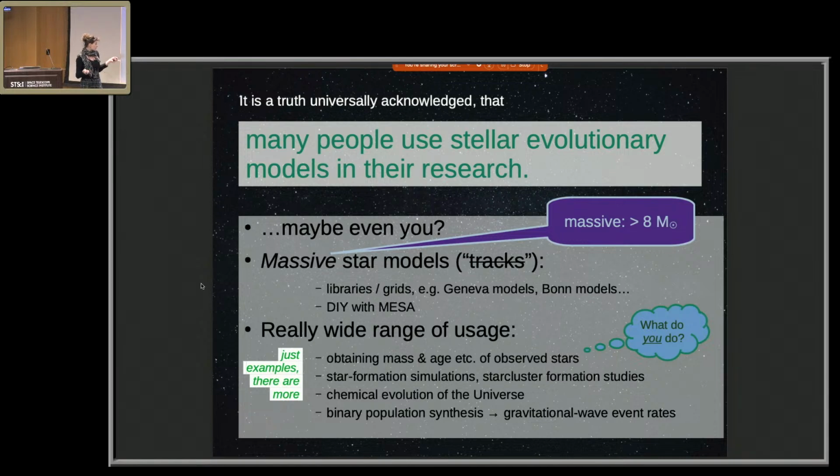You can use them in star formation simulations or star cluster formation studies, and many other things. You can use them in the chemical evolution of the universe, for example, because of the stellar wind feedback or the supernova feedback. And of course, one of my favorite usages is binary population synthesis, because we want to predict the number or statistics of gravitational wave events. So all these and many, many more, I'm sure, are ways people use stellar evolution models.